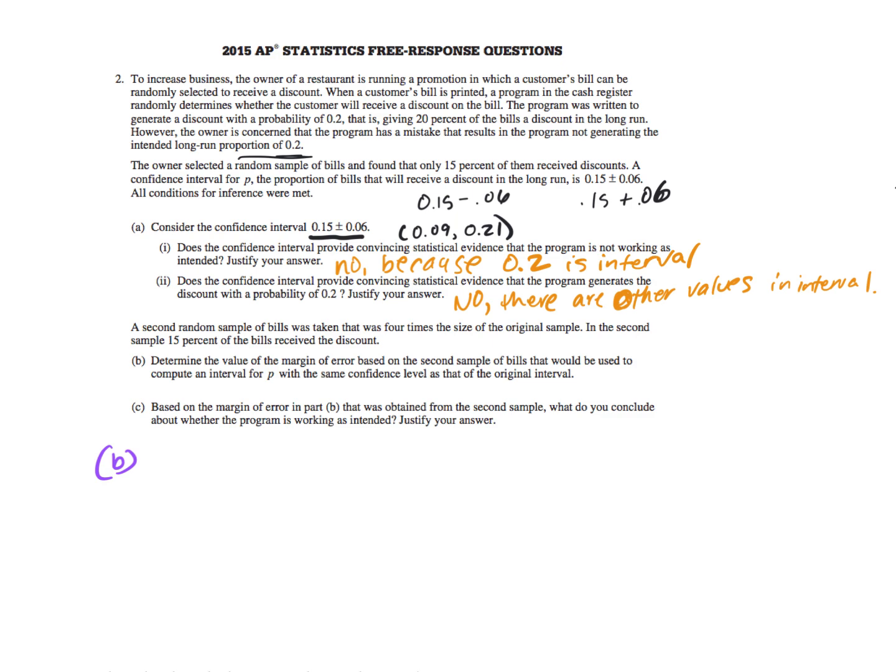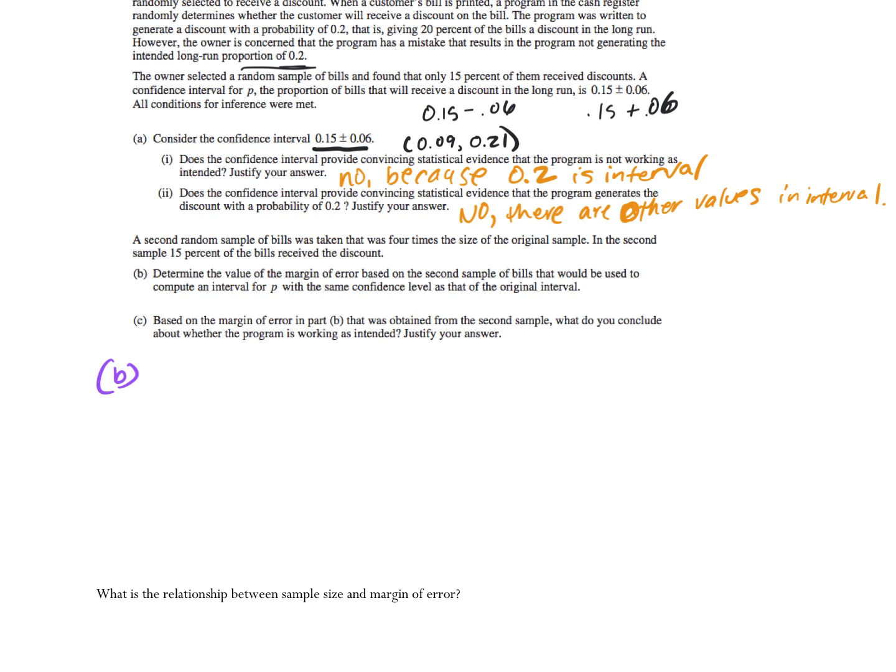Okay, so let's talk through what we know. We have p hat equals 0.15, which is the exact same p hat that we had up here, with the margin of error. If we think about this 0.06, that was equal to some z star times the square root of 0.15 times 0.85 over n. Are we comfortable with that component of it?